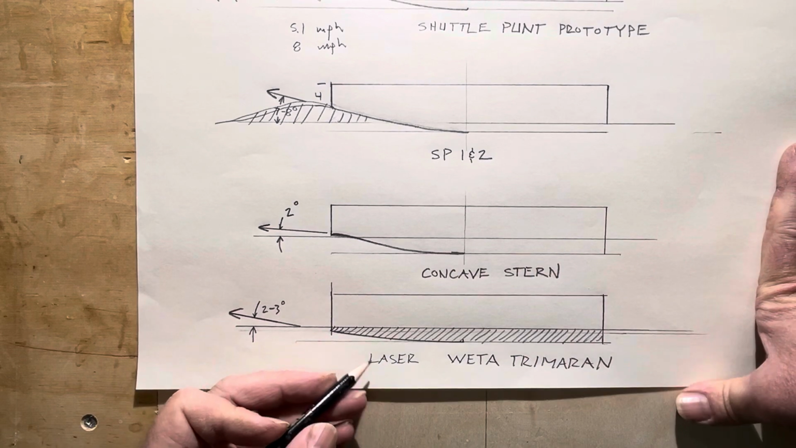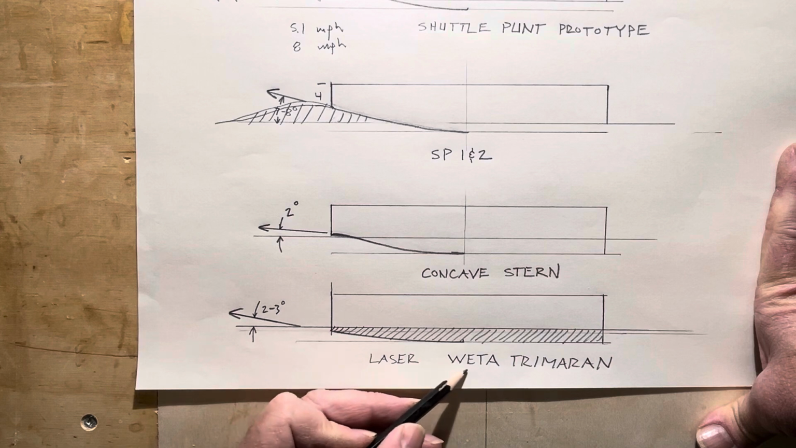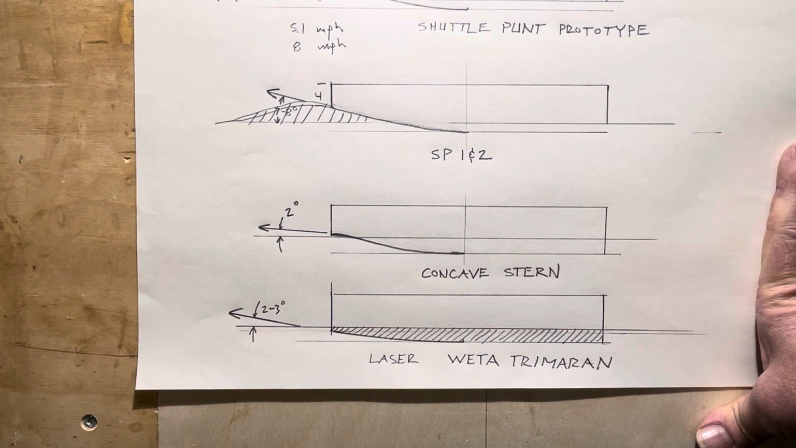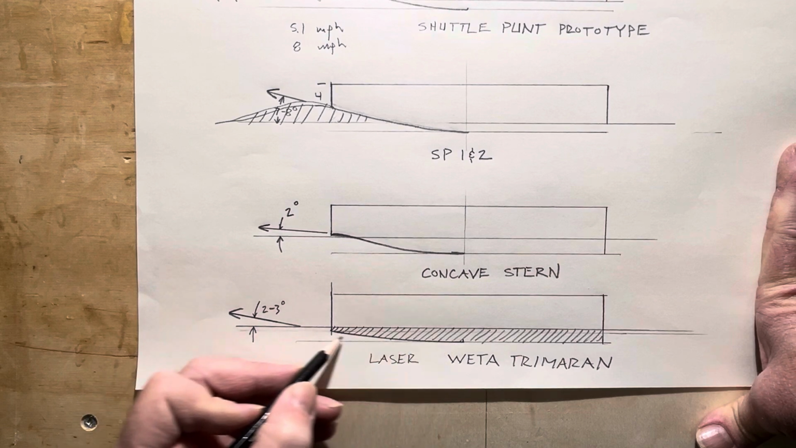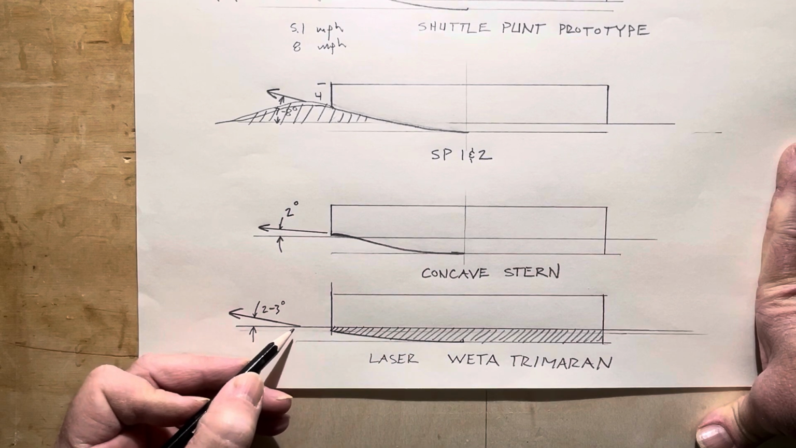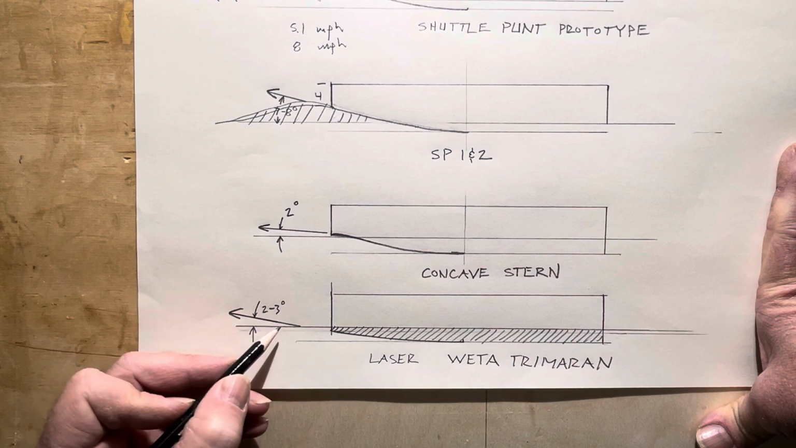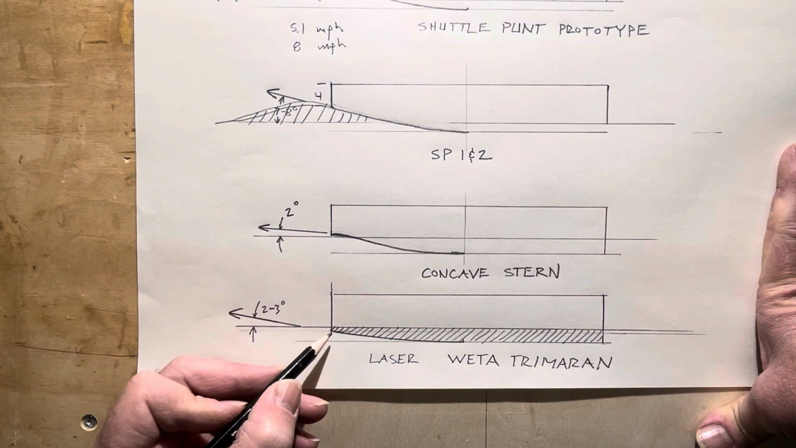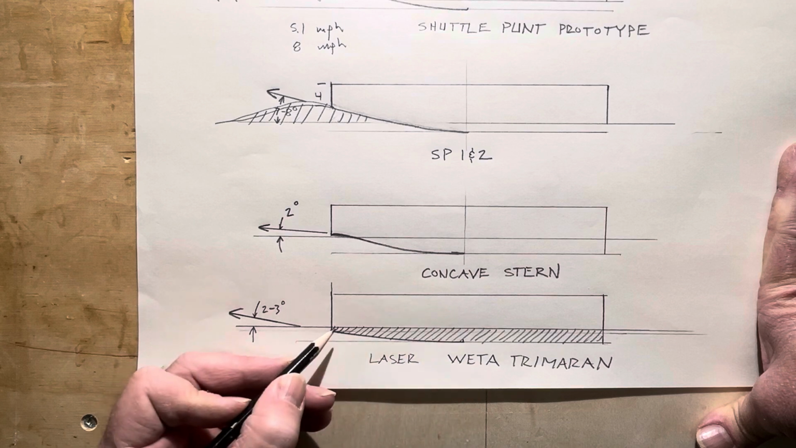This is the most typical one. You can find this on a Laser boat, in a Weta trimaran, and on windsurfing boards. They have a very, very slight upward angle of 2 to 3 degrees. And the problem with this is that at rest, the stern is usually slightly below the waterline, depending on the boat and how much curvature it actually has.